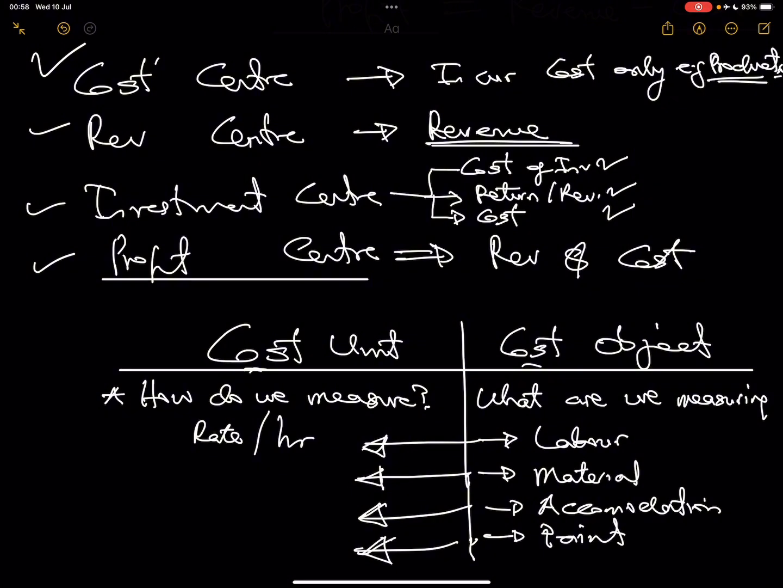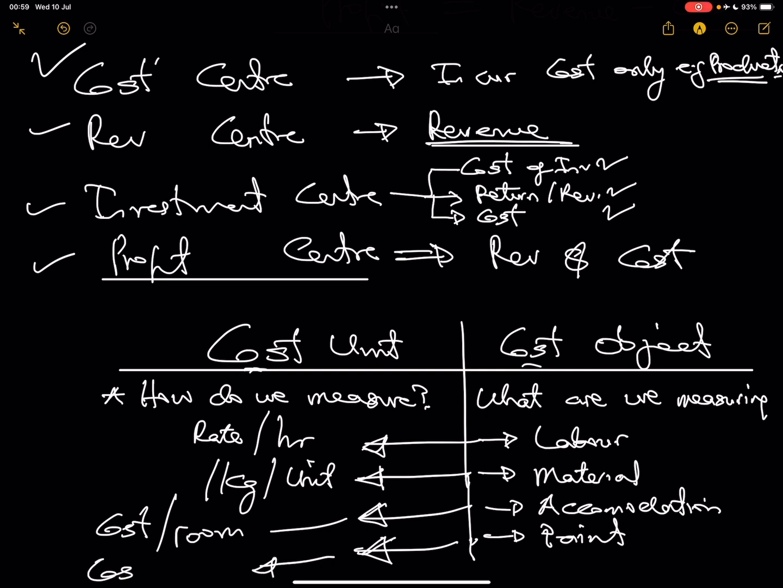Or for material, I can use cost per unit or per kilogram. So you can say I'm using per kilogram or I'm using per unit, whatever you want to use. Accommodation, you can decide to say I'm going to measure cost per room. So this can be cost per room. Or paint, you say, okay, I'll measure my cost per liter.